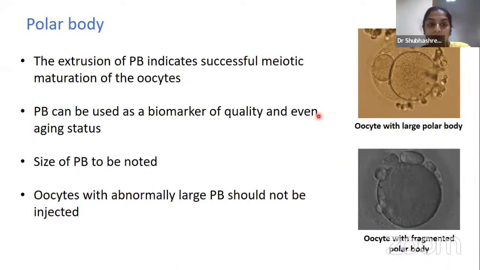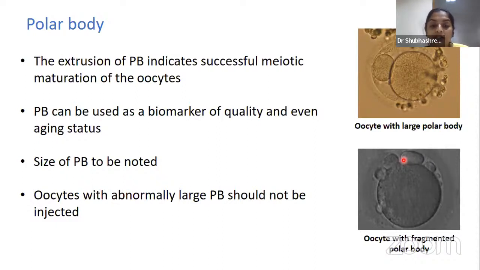So next comes the polar body, one of the important features that you can see in the extracytoplasmic condition. Here the extrusion of the polar body indicates successful meiotic maturation of the oocytes. Although the PB can be used as a marker of quality and even aging status, only the size and fragmentation, the extensive fragmentation of the polar body, can be associated with the chromosomal condition of the oocytes.